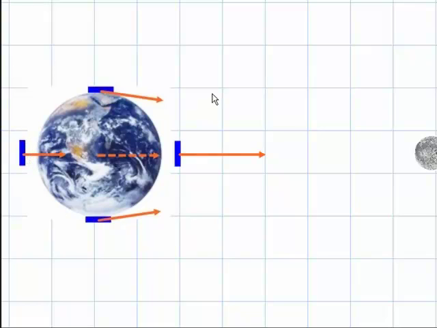And we can already see that now we have tidal bulges on the side closest to the moon and furthest from the moon, because we have more force here than we have in the middle of the Earth, and less force here than we have in the middle of the Earth. So that's basically the explanation for tides.